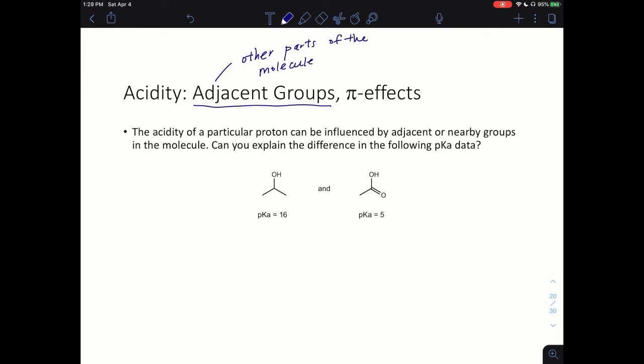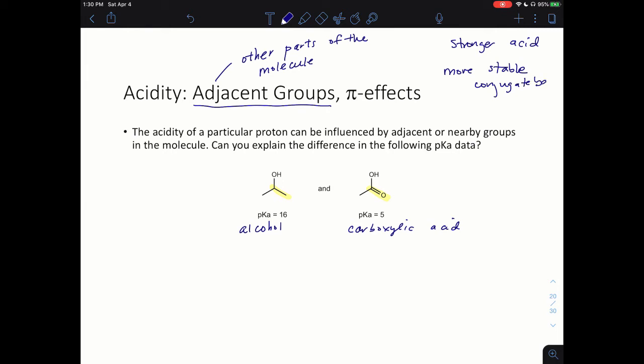Let's look at that by trying to explain the difference in this pKa data. We have an alcohol, which has a pKa of 16, versus a carboxylic acid, which has a pKa of 5. Now they look really similar. It's just that this has a carbonyl, or that I have just a normal alkyl chain here. So let's understand why this might be. Remember our mantra: stronger acid, more stable conjugate base.